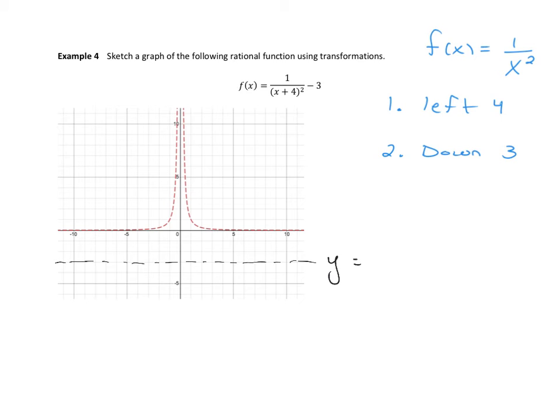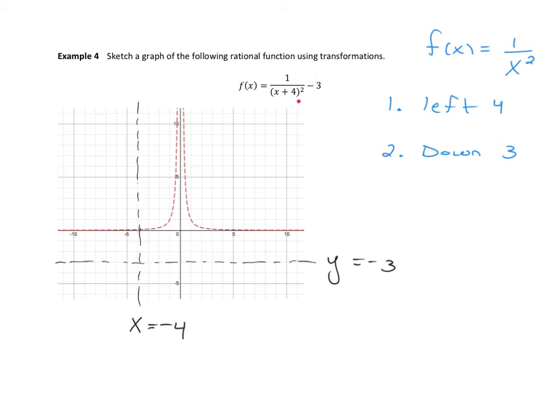So I'll say y equals negative 3 is the horizontal asymptote. And the vertical asymptote, which is x is equal to 0, well, left 4 definitely changes that. It goes 1, 2, 3 here to negative 4. But down 3 doesn't change it. So x is equal to negative 4 is the vertical asymptote.